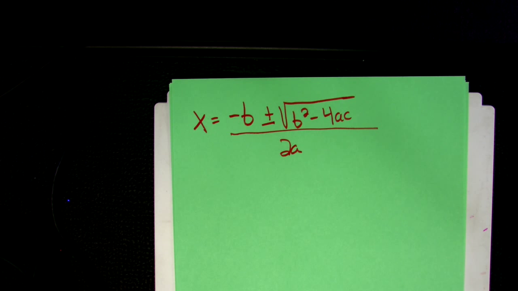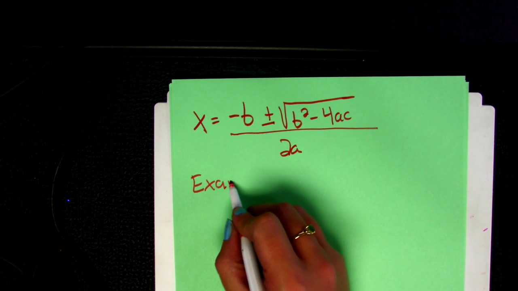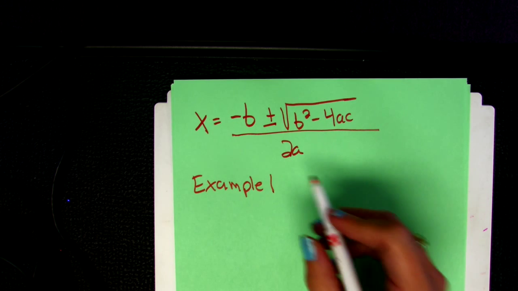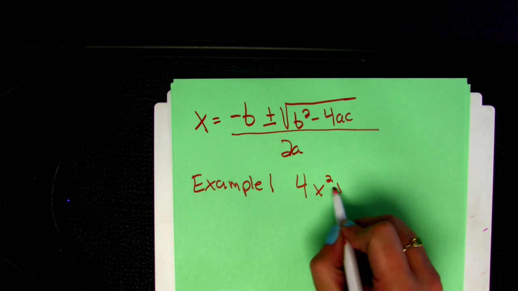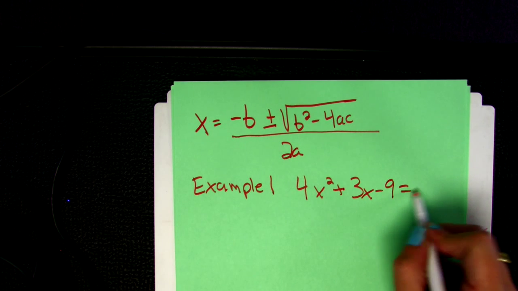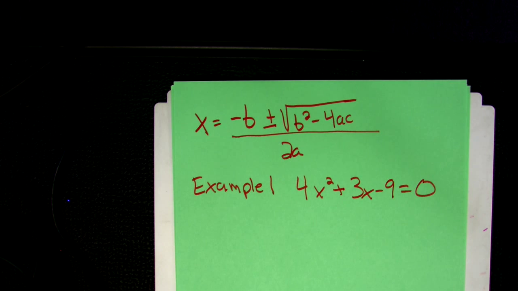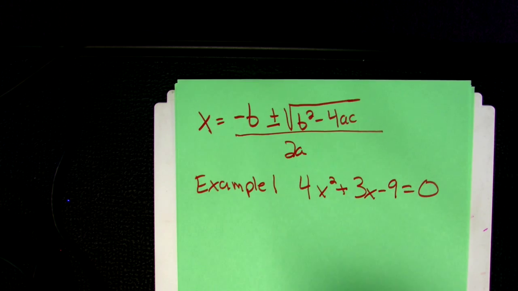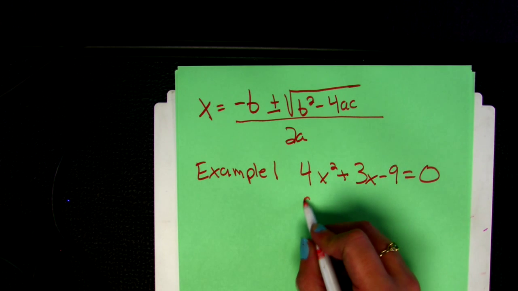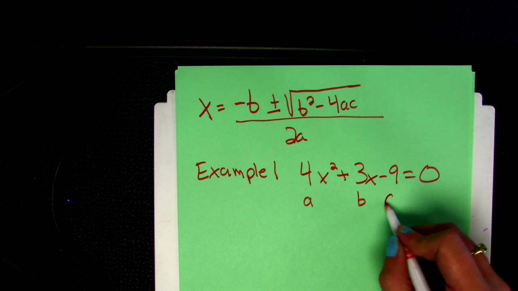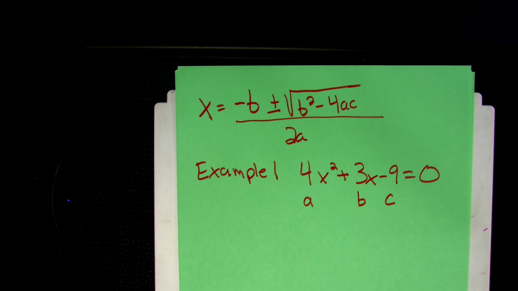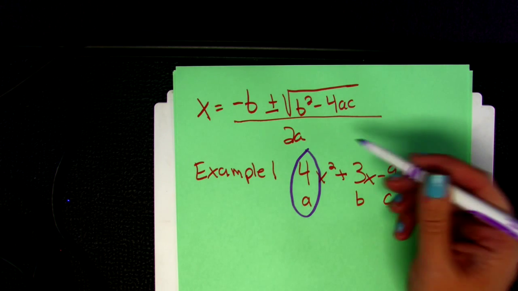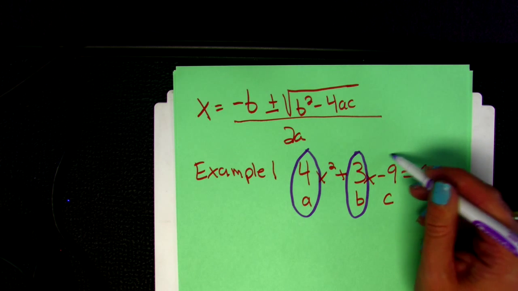So let's go ahead and try some problems using the quadratic formula. I'm going to start with example 1. Example 1 says solve 4x squared plus 3x minus 9 equals 0. I want to use my quadratic formula. To use the quadratic formula, I have to know what a is, what b is, and what c is, so that way I can solve for x. So I know that a is 4, b is 3, and c is negative 9, because the a comes before the x squared, the b comes before the x, and the c is your constant term.